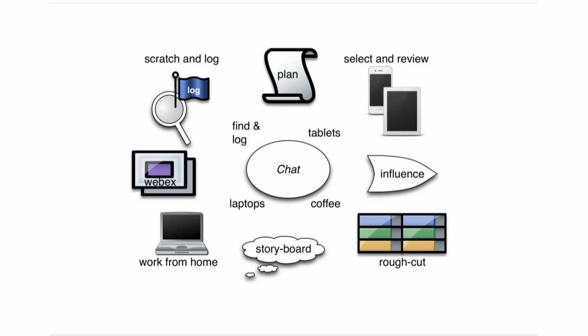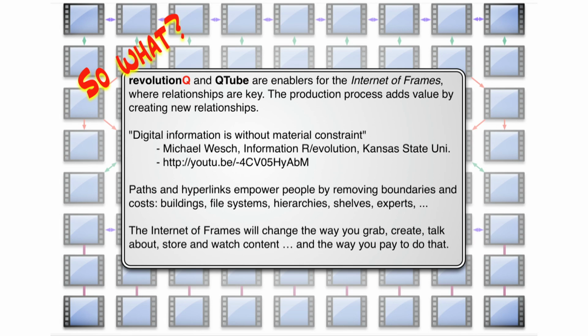We can enable people across the other side of the world to do logging. We can start using it as part of WebExes. We can build storyboards, do rough cuts, and we can build packages of content that we can influence our managers with. All of these things are possible just like any other part of the internet, like we might use Dropbox, for example. So Quantel's Revolution Q and QTube are enablers for the Internet of Frames.